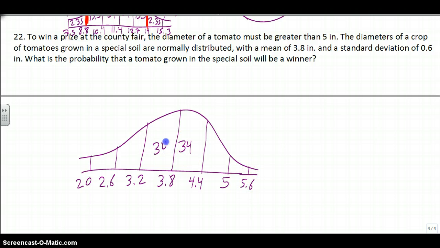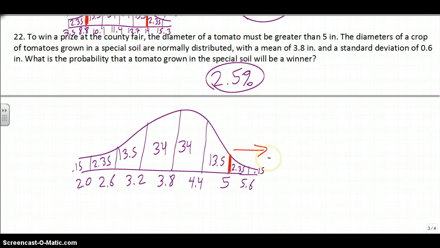There are percents. Notice how it's the same percents every single time. That does not change. Anyway, if greater than 5 is our winner, so red bar in that way, well, the only way that's going to happen is 2.5% of the time. You just add up those 2%.